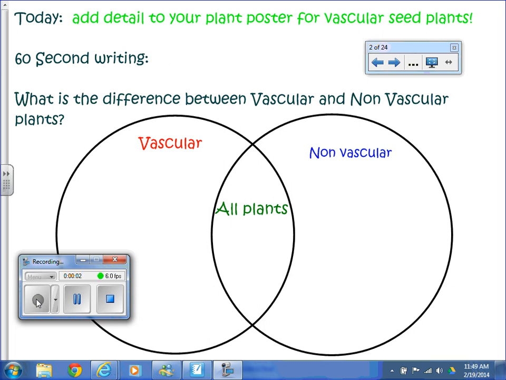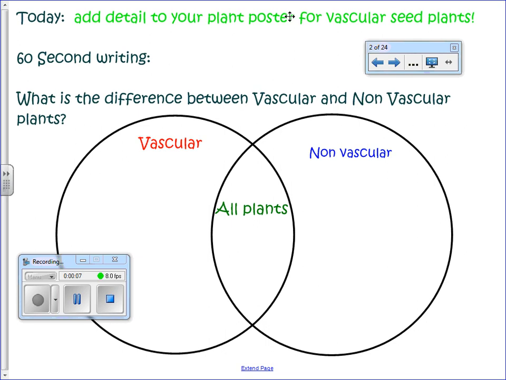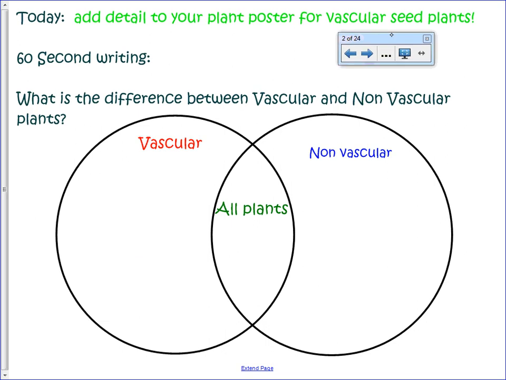As we start our notes today, again, you should be adding detail to your plant poster for vascular seed plants. The front side of your poster should have general information about all plants and the non-vascular plant stuff that we did last week. There's a flipped lesson on that, and I have copies of notes if you missed that.